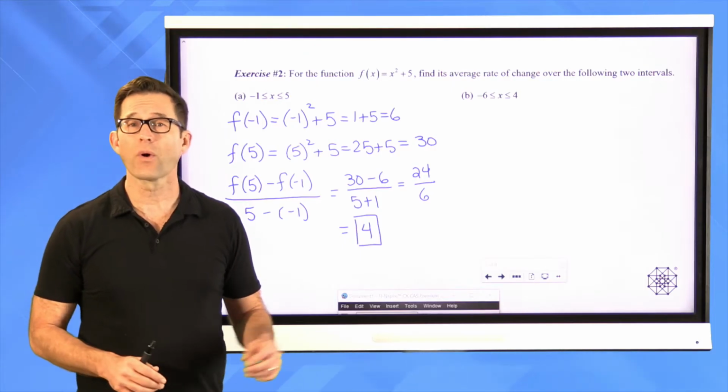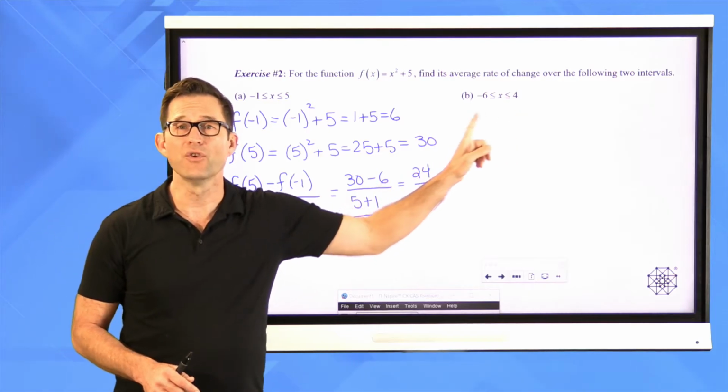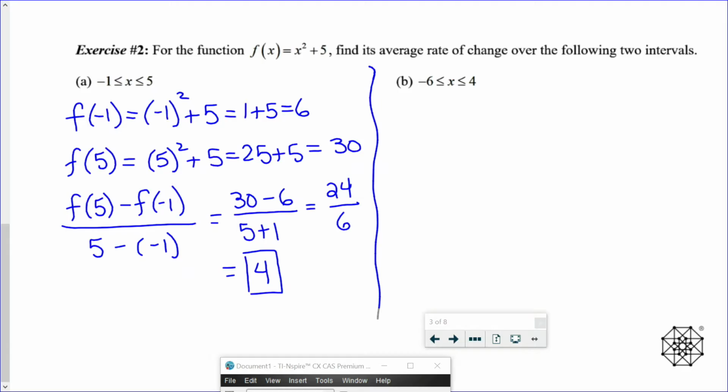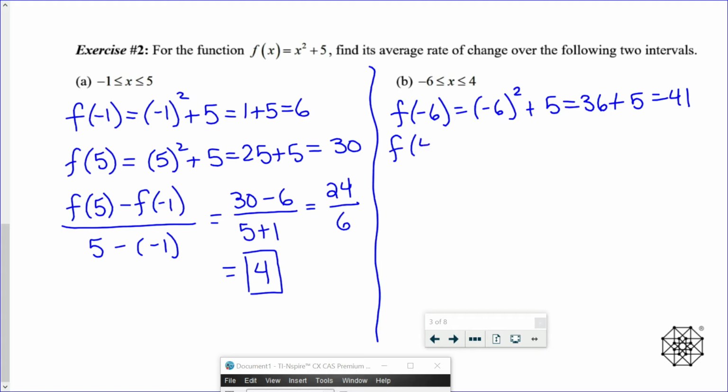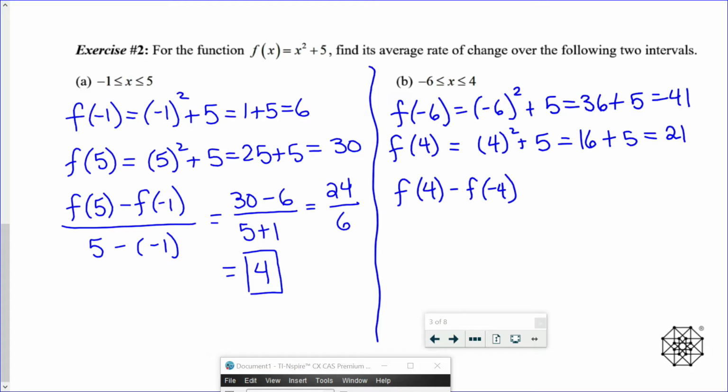All right, just like before, I want to figure out what my y values are at the two endpoints of the domain interval. So f of -6 is going to be -6 squared plus 5. That's 36 plus 5, and that's 41. f of 4 is going to be 4 squared plus 5. That's 16 plus 5, and that's 21. All right. Therefore, I'm going to have f of 4 minus f of -6, all divided by 4 minus -6.